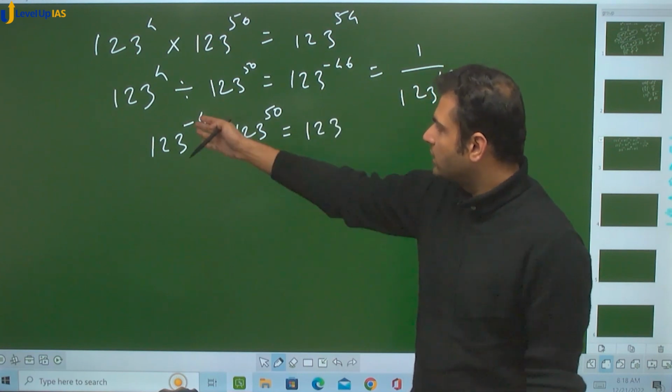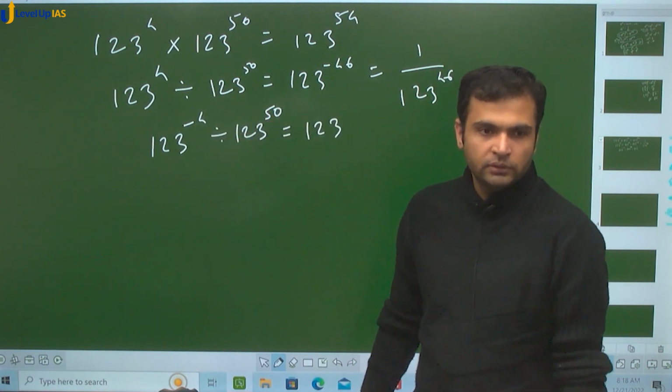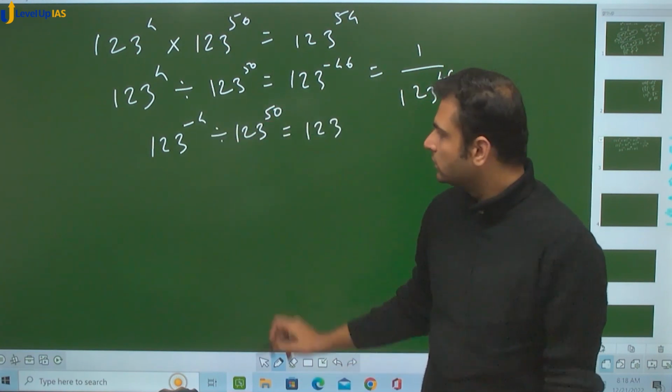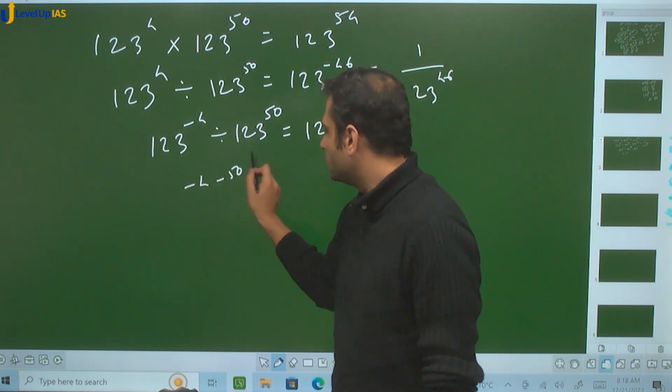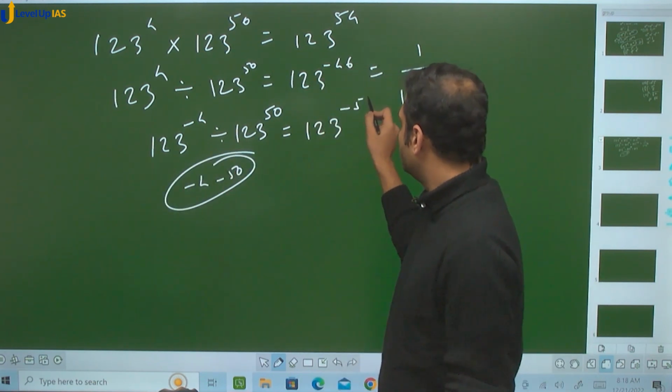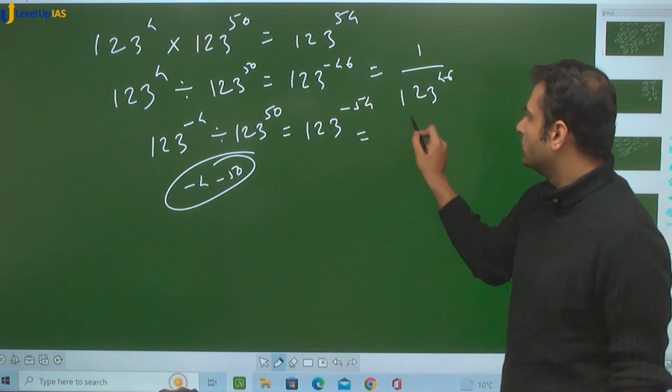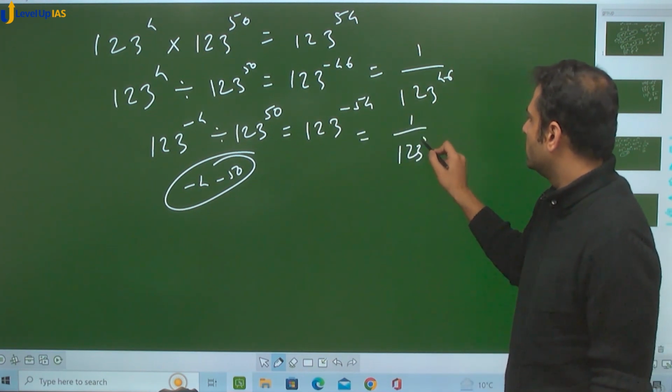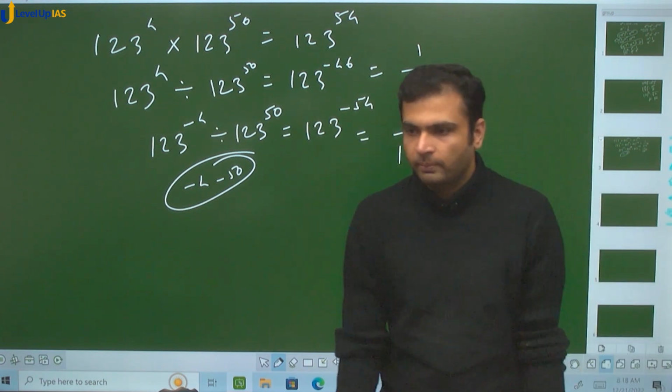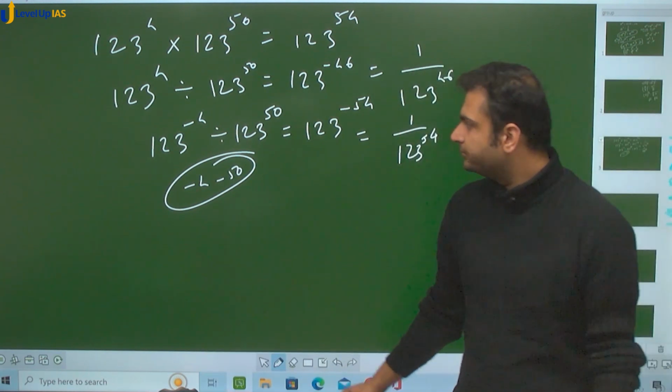123 raised to minus 4 minus 50, minus 54. 4 minus 50 minus 54 is 1 by 123 raised to 50. All these rules operate like this.